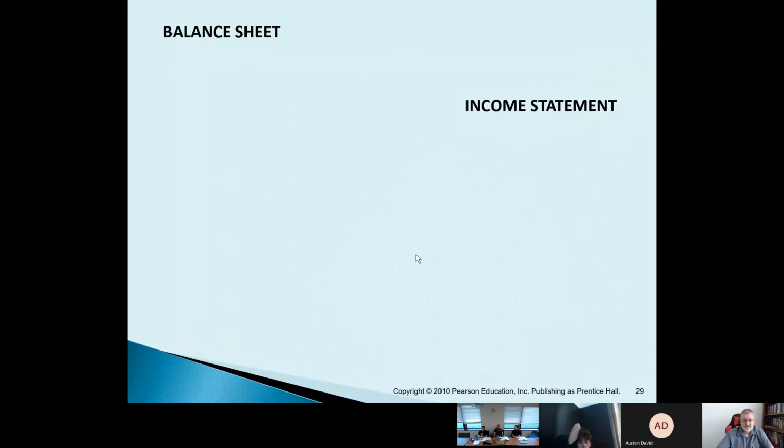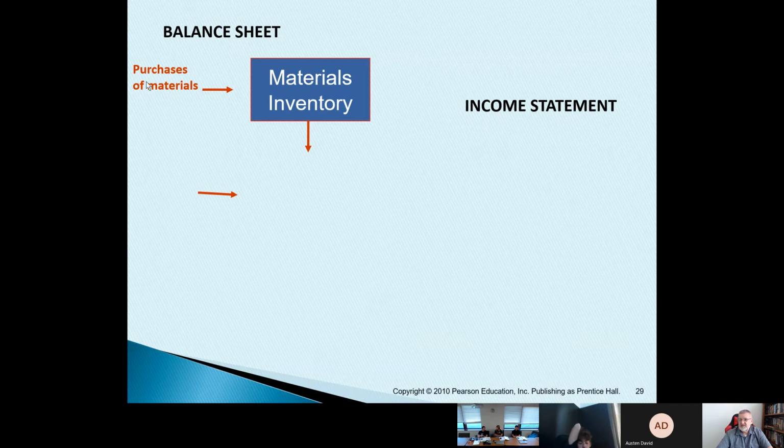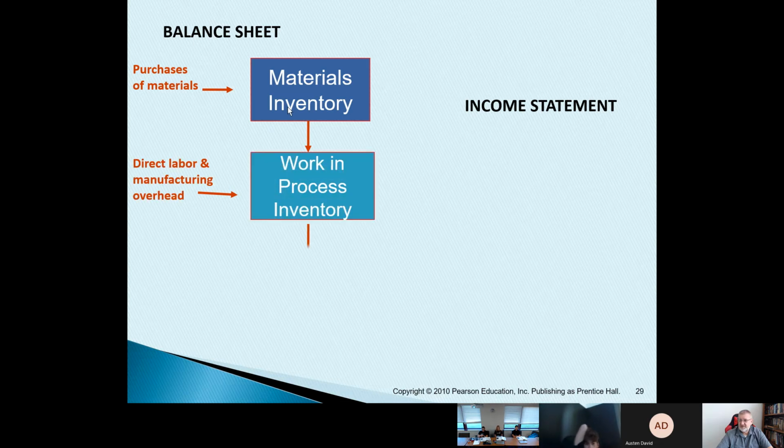So let's look at a balance sheet, an income statement. Okay. So materials purchased goes into your material inventory. Now this is an income statement balance sheet. So the materials you purchase goes into your material inventory. Your direct labor and your manufacturing overhead is part of your work in progress. You're finished, and then that moves to finished goods inventory.